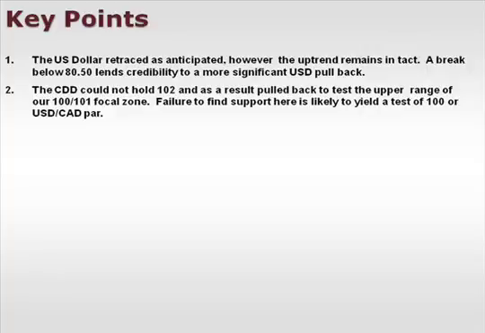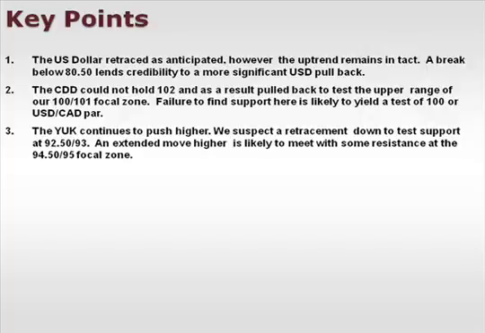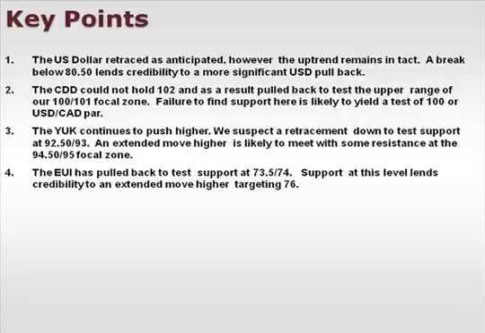Failure to find support here is likely to yield a test of 100 or U.S. dollar Canadian dollar par. The YUK continues to push higher. We suspect the retracement down to test support at 92.5, 93. An extended move higher is likely to meet with some resistance at the 94.5, 95 focal zone. The EUI has pulled back to test support at 73.5, 74. Support at this level lends credibility to an extended move higher targeting 76.